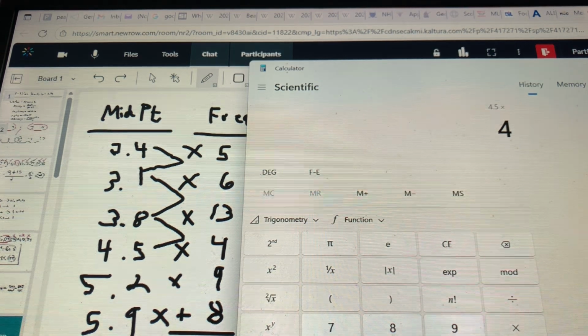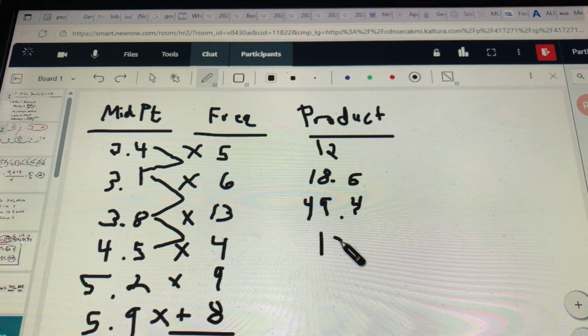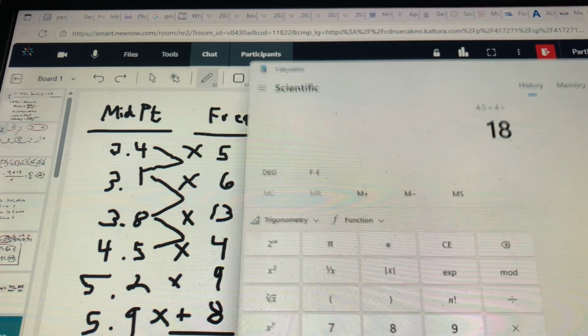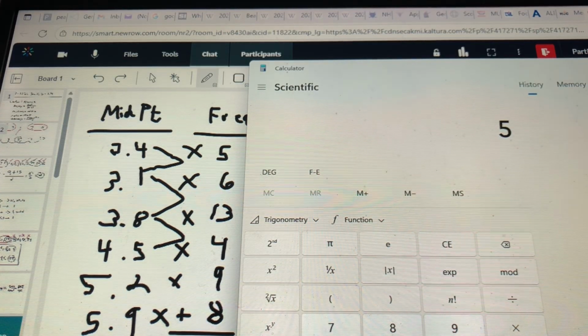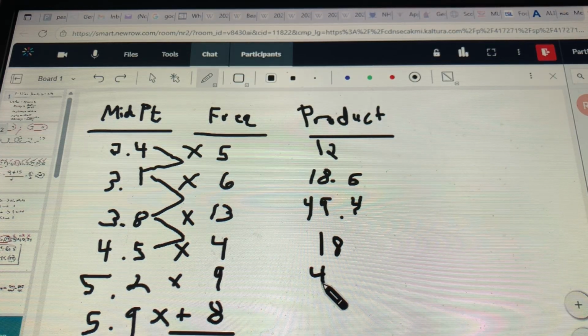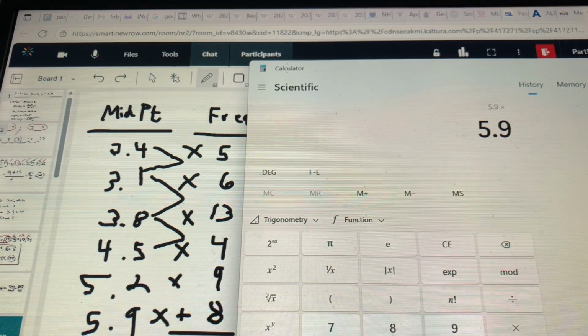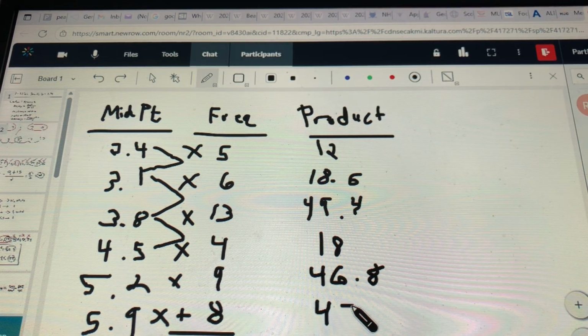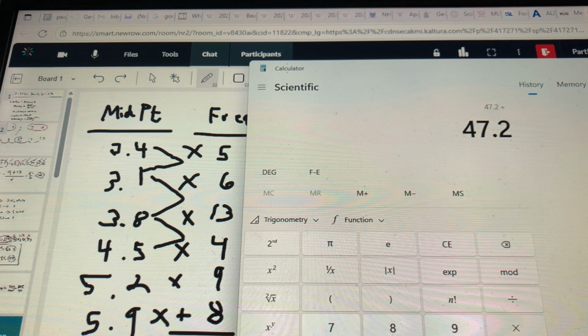4.5 times 4 is 18 exactly. 5.2 times 9 is 46.8. And 5.9 times 8, whoops. Do that again. 5.9 times 8 is 47.2. You always add the products after you get them all. So I'll add them backwards.